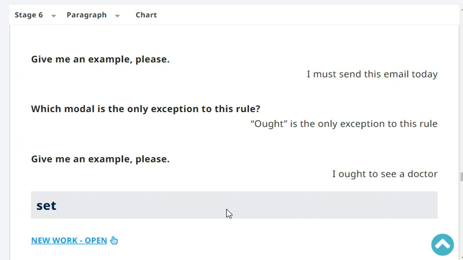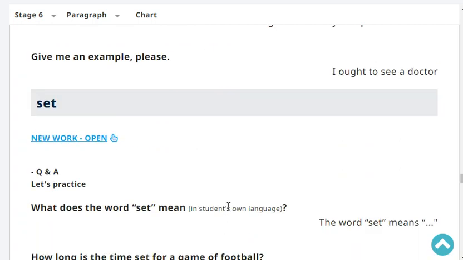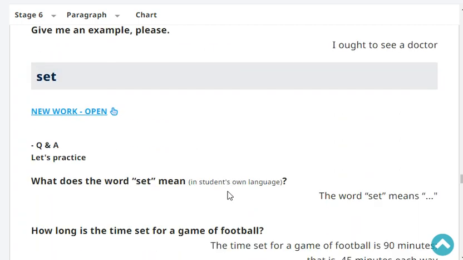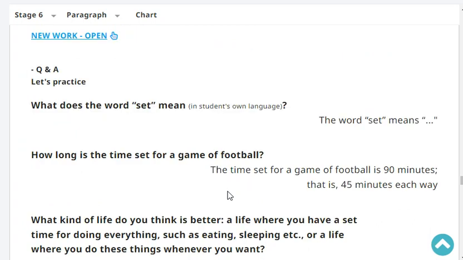I want to see a doctor. Very good. Okay, what does the word set mean in Japanese? The word set means 調整する in Japanese. Very good.